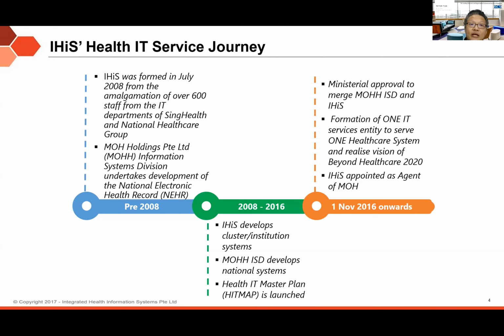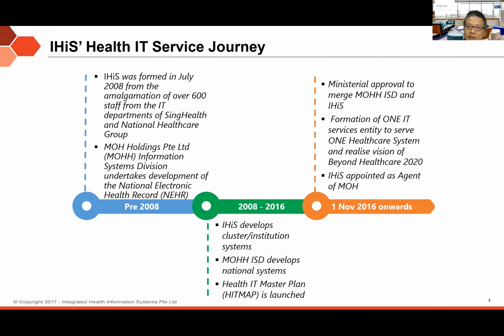But that presented a challenge for the IT organization, right? It's not sustainable to have 6 different groups of people doing firewall, 6 different groups doing infra, and that was the reason why IHIS was formed. So we basically moved all the IT stuff into a common organization called IHIS. And at that point in time, MOH Holdings, where I was, became more responsible for national planning as well as national systems.